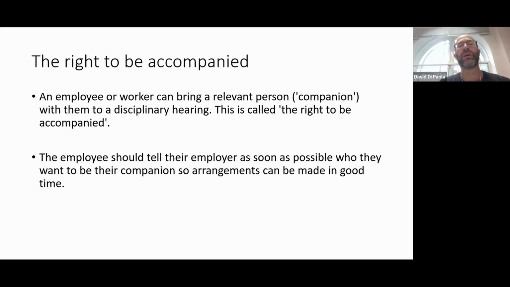I suppose a couple of other points to throw in here, because the right to be accompanied is similar to that with grievances. The person shouldn't be bringing along a solicitor. That would be something that we would be objecting to. Now, the likelihood is the solicitor would tell them it's not appropriate.